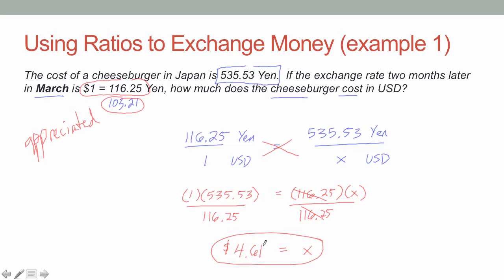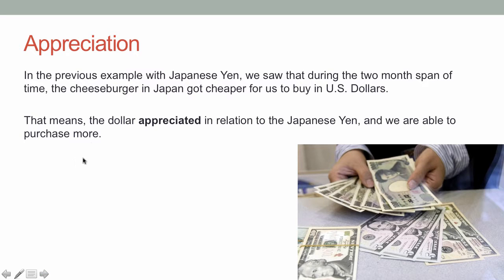So our dollar can purchase more goods. It's worth more. It appreciated compared to the Japanese yen. That's an example of what appreciation and these fluctuating exchange rates can do. In the previous example, we saw that during the 2-month span of time, the cheeseburger in Japan got cheaper for us to buy in US dollars. That means the dollar appreciated in relation to the Japanese yen, and we were able to purchase more.